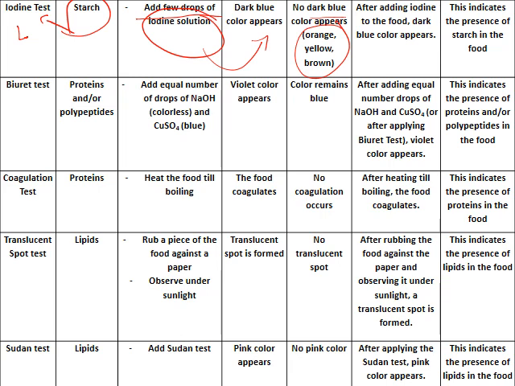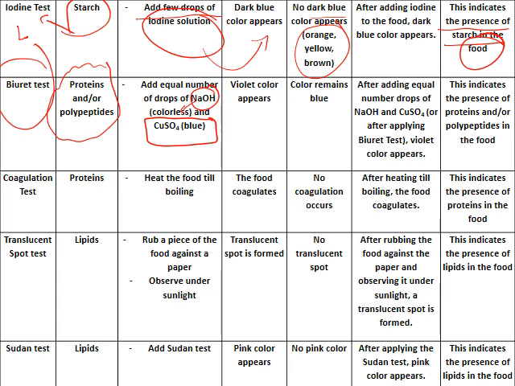After adding iodine to the food, a dark blue color appears. What does this indicate? This indicates the presence of starch in the food. Biuret test. The biuret test is done for the presence of proteins and or polypeptides. How can we do this test? We can do it by adding equal numbers of drops of NaOH, which is colorless, and CuSO4, which is blue in color.